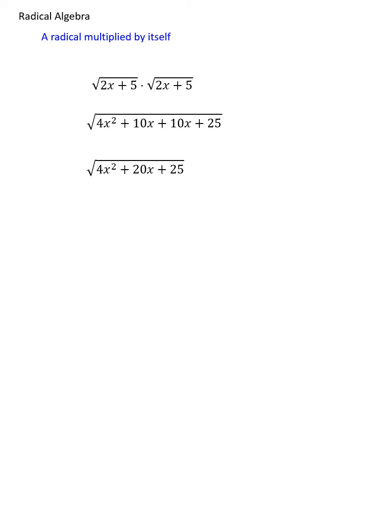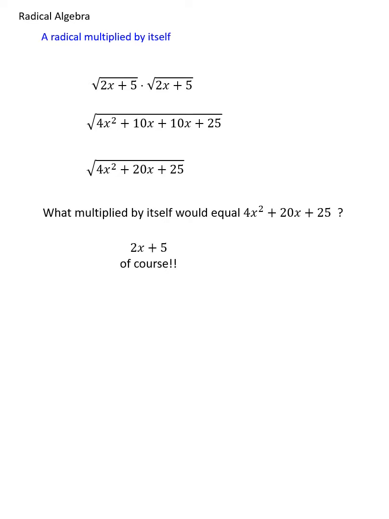But how could that be simplified? Well, let's think about what it means. It means what multiplied by itself would equal 4x squared plus 20x plus 25. Well, of course, 2x plus 5 multiplied by itself would be that. We just worked that out. And therefore, the answer to this radical simplifies to 2x plus 5. Now, people rarely do the work here, so let me just give you the punchline.